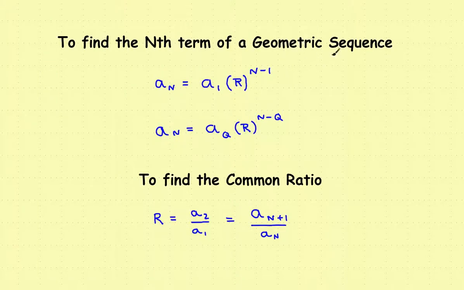So we'll go back and take one quick look at the rules again. But anyway, if you're working with a geometric sequence, you've got a common ratio. And if you know the first term and the common ratio, or really any term and the common ratio, you can find the nth term. So there's just a quick review of geometric sequences.